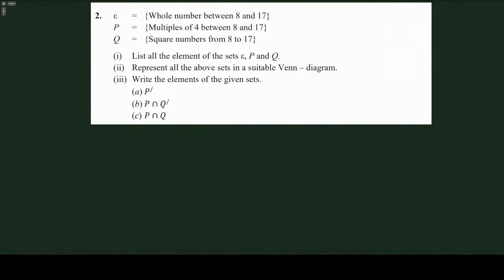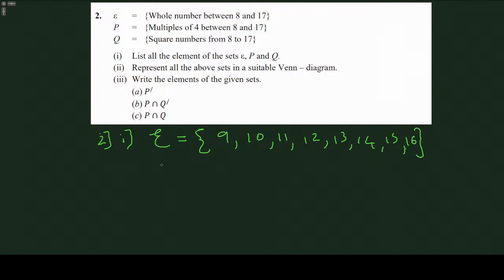Right, question number 2, Roman 1. You have been asked to list all the elements of the universal set, set P and set Q. What should be the elements of the universal set? The whole numbers between 8 and 17, that's 9, 10, 11, 12, 13, 14, 15 and 16.